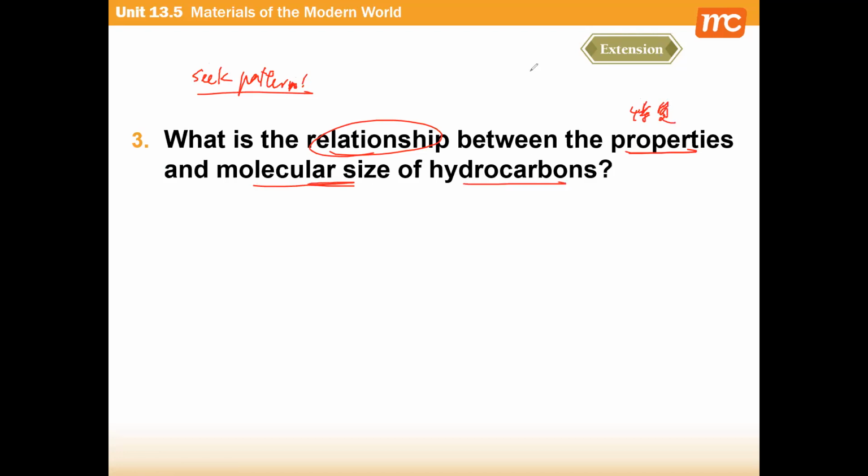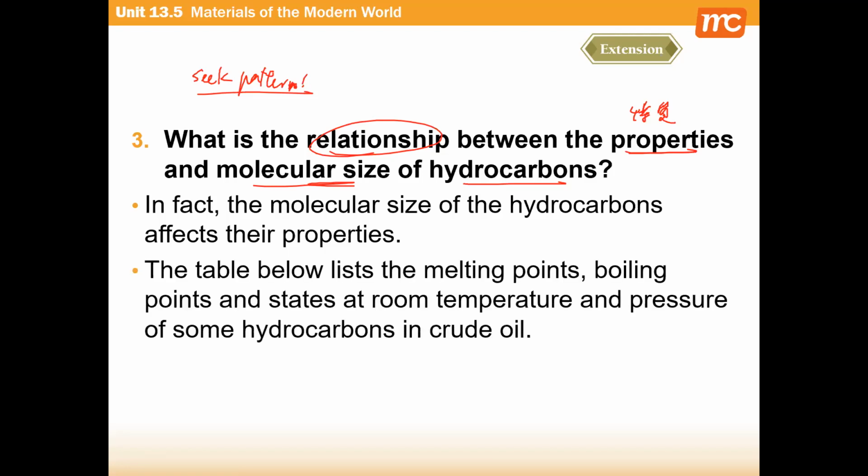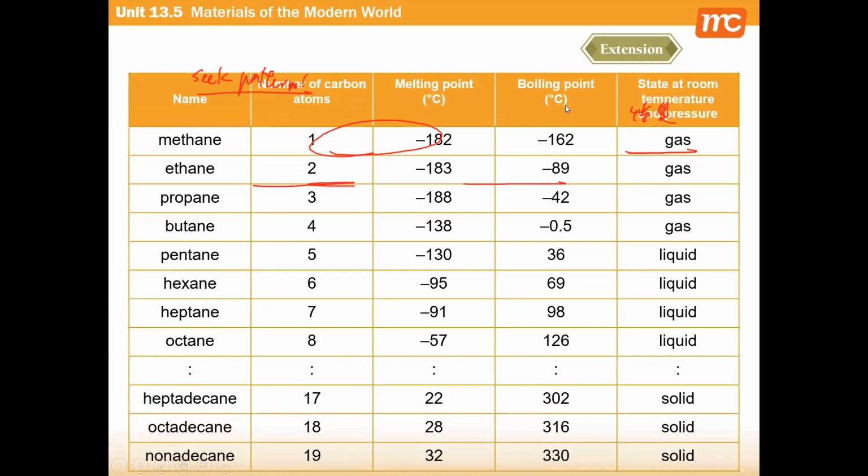There is some relationship between them, and because of that, I know how to separate it. In fact, the molecular size of hydrocarbons affects its properties. But how? Take a look at this. Now, I would like to give you about 2 minutes to take a look at this, and then tell me the pattern.